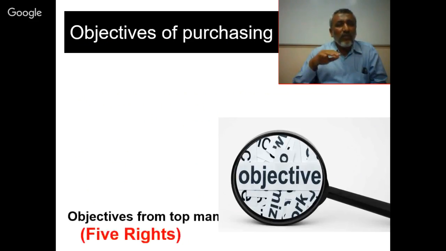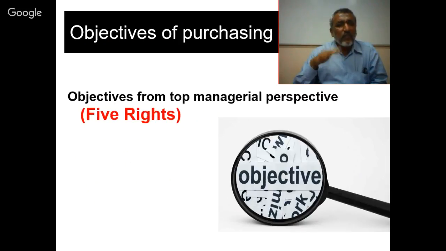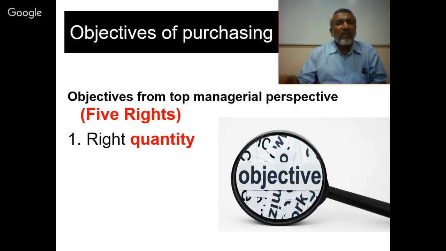Let's now come to the objectives of purchase with respect to the top management. There are 5 R's, or 5 rights, with respect to the purchase in an organization. First is the right quantity. The material purchased has to be in the right quantities. It should not be less or more. Fixing an appropriate quantity and buying as per that quantity is important.